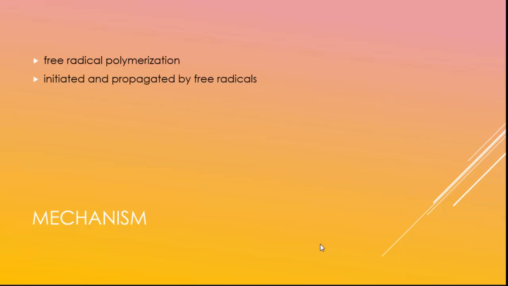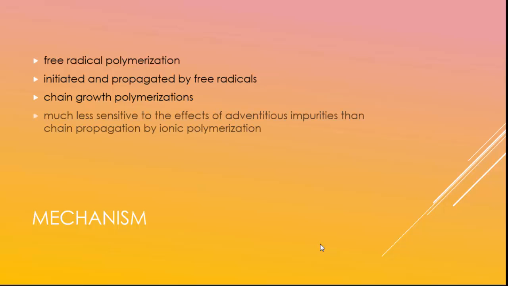This is the most commonly used technique for chain growth polymerization as it is much less sensitive to the effect of adventitious impurities than chain propagation by ionic polymerization. In general, the free radical reactions with the double bond of vinyl monomers are not nearly as selective as ionic attack, hence leading to side reactions. But the resonance stabilization of styrene, due to the conjugated C=C double bond with the benzene ring, allows the use of the free radical mechanism.